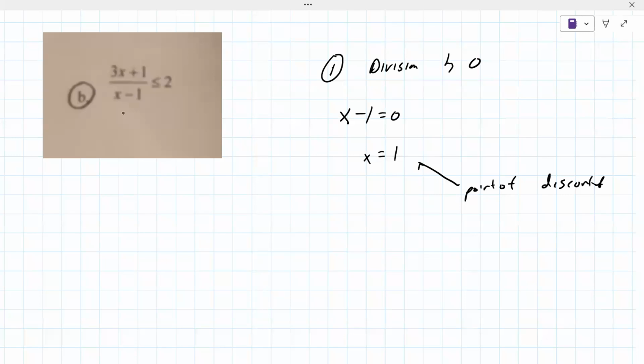All right. Next thing here is this 2 really has to come to the other side. So you end up subtracting 2 from both sides, and then it looks like this. It's really 2 over 1. Does that look okay? Yes. Like you saw something like this in class.